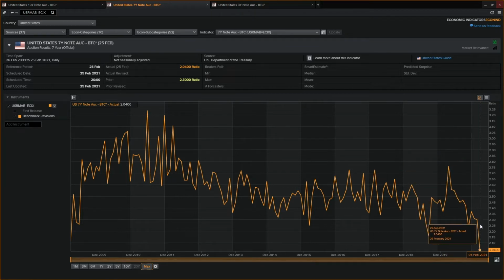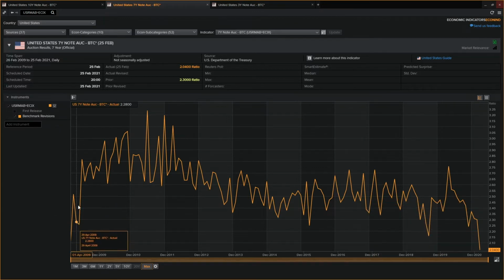What you'll see here is that the number came in above 2. If you just look at the 2 number that many players look at, it's going to look like everything was hunky-dory. But if you compare that print of 2.04 versus the prior that came in at 2.3, and versus the overall trend, which is closer to between 2.4 and 2.5, it was a really dismal print.